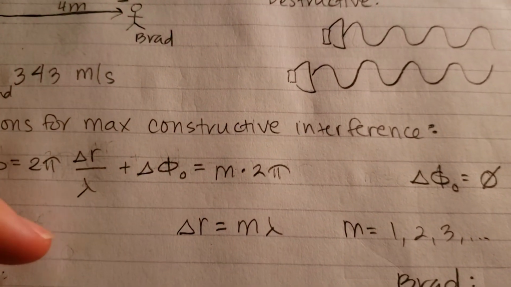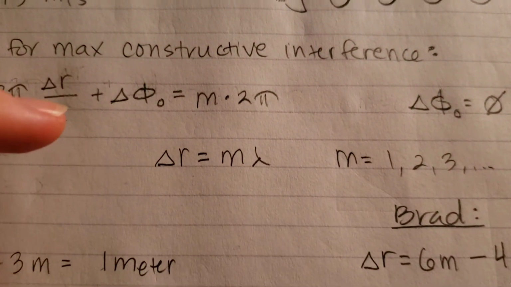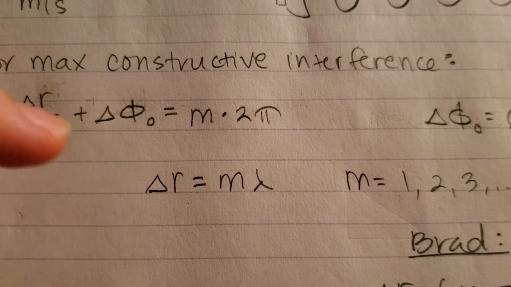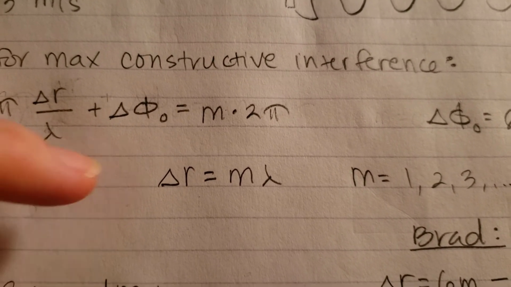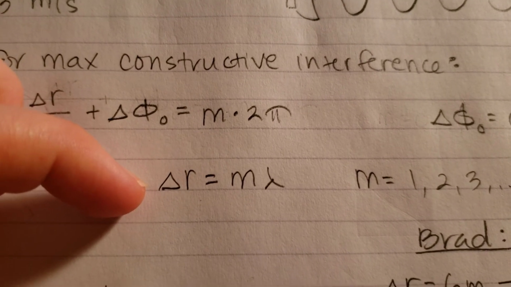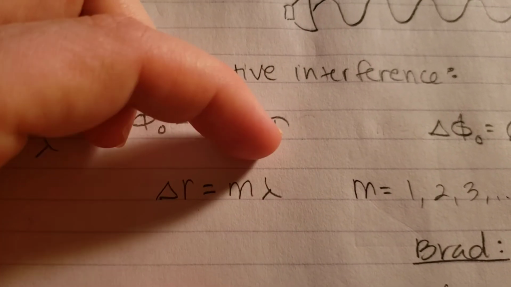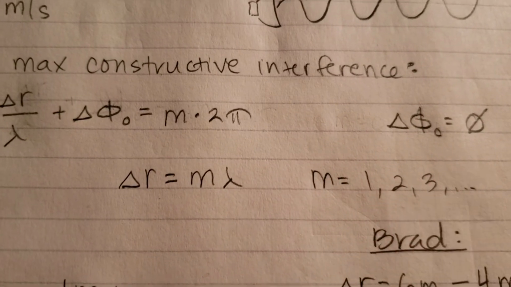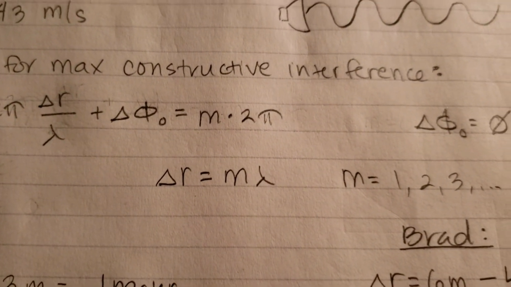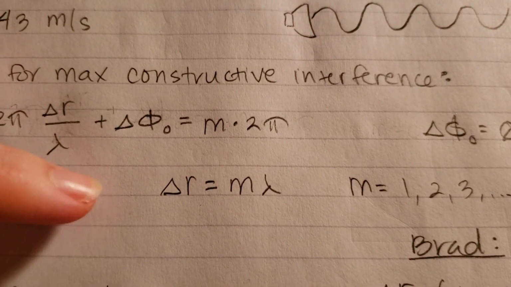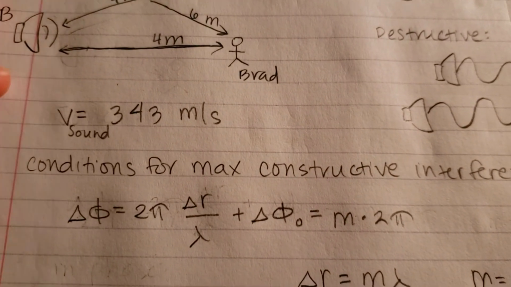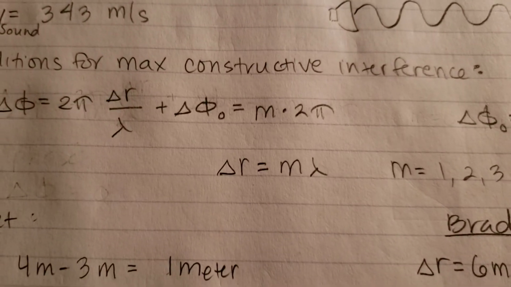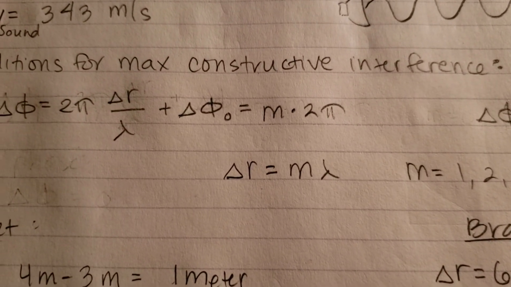Since that's the case, we can simply say that the condition for maximum constructive interference is that the change in r is equal to m times the wavelength, where m equals 0, 1, 2, 3, etc. And that change in r is just the path length difference between the sources.